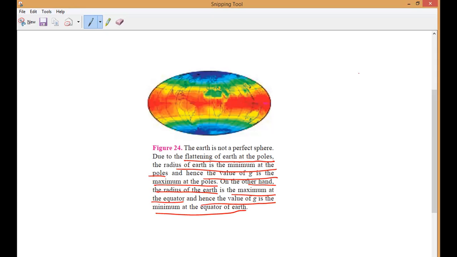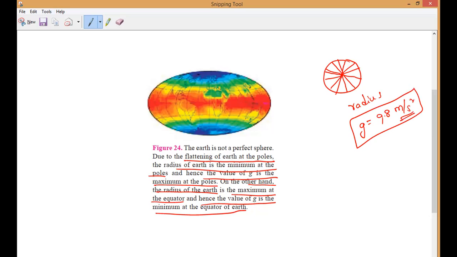Now, if I take a perfect sphere, suppose this is a perfect sphere. Now from the center, what is the distance to the surface? Is it always equal or different in every direction? Please respond. If it is a perfect sphere, equal, sir. Then radius is same across that, so that G value is also same. Average G value is how much? 9.8 meter per second square. This is approximate G value.